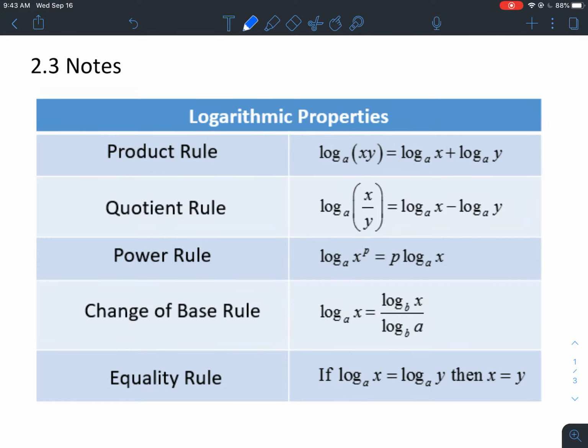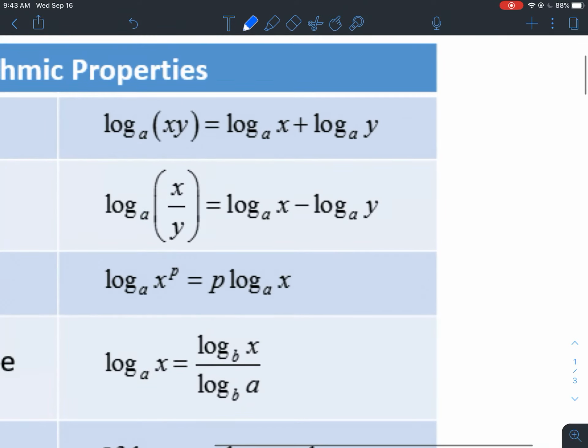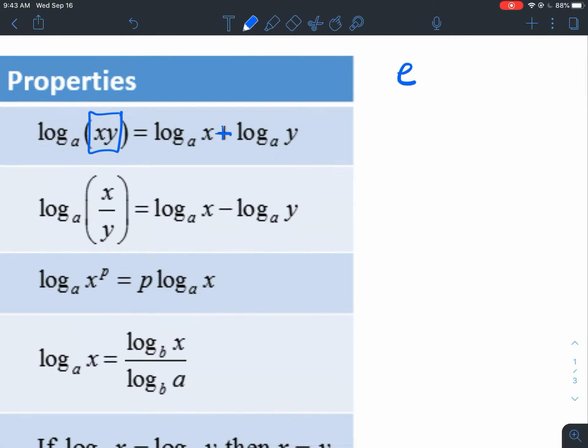With the product rule, it states that anything that's inside of the logarithm can be split up into two logarithms of the same base and then added together. So let me give you an example of this.